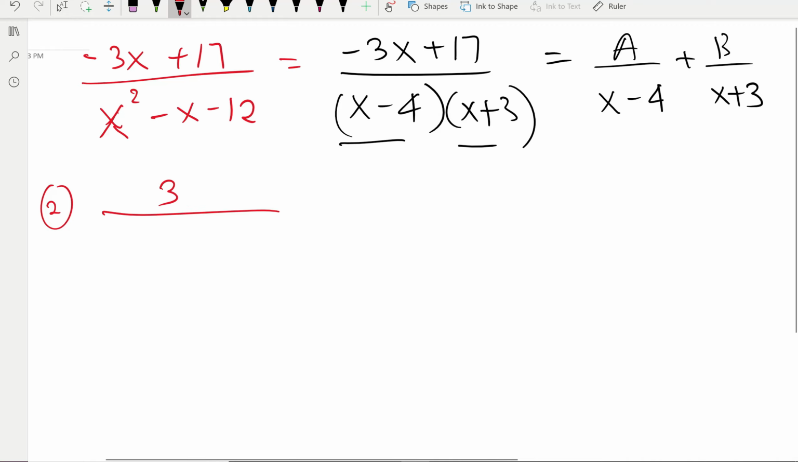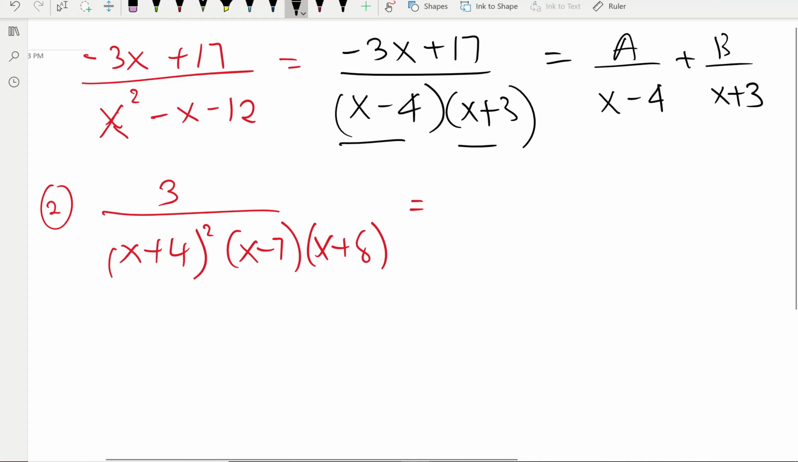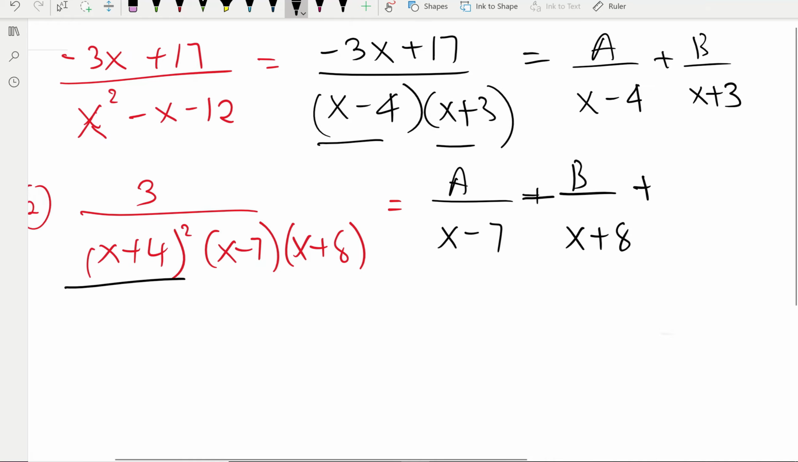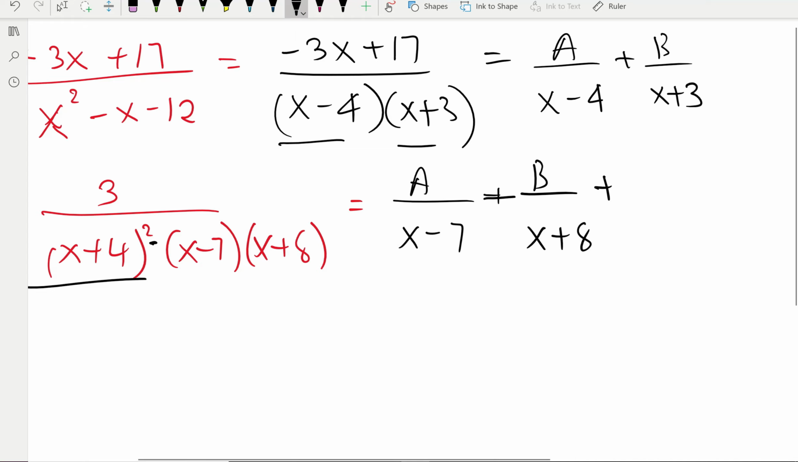So 3 over (x plus 4) square, (x minus 7), (x plus 8). Alright, so this is already factored for you. Now we have three distinct factors, x minus 7, x plus 8 and x plus 4 square, but x plus 4 square is repeated. Okay, now we have a fraction for x minus 7, we have a fraction for x plus 8.